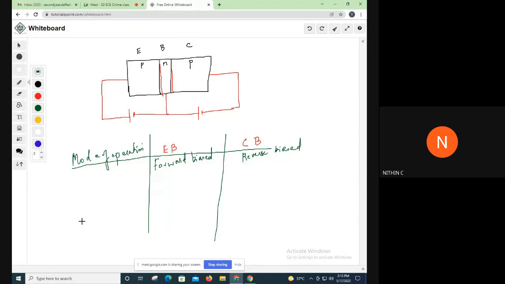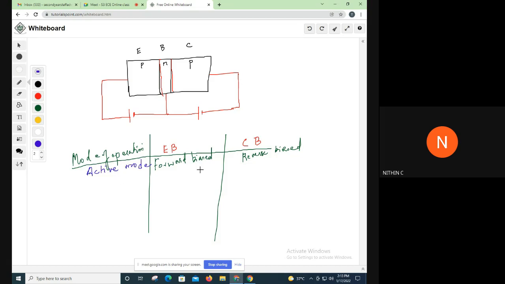We call it the active mode of operation of the transistor. Active mode. That is, when the emitter base junction is forward biased and the collector base junction is reverse biased, the transistor will be operating in the active mode.